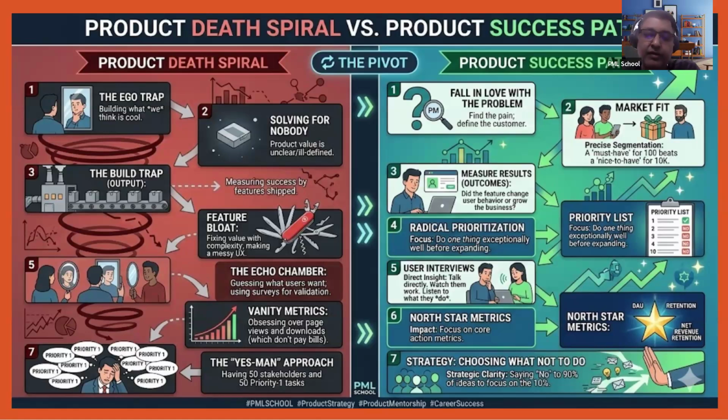Simply keep one or two, but North Star is only one metric, right? Focus on the core action metric. That's it, right? So strategy means choosing what not to do. So you have to finally select, out of this, what not to do.